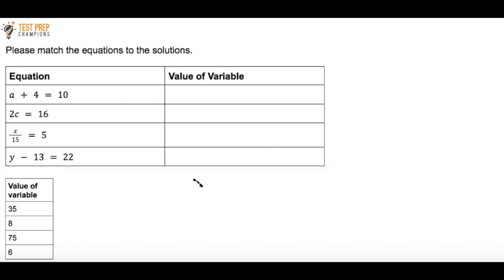Okay, so this is one of the most important skills for the entire GED test. What I'm going to do here is take each equation and work step by step through each one to get the right answers. So here we have a plus 4 equals 10.